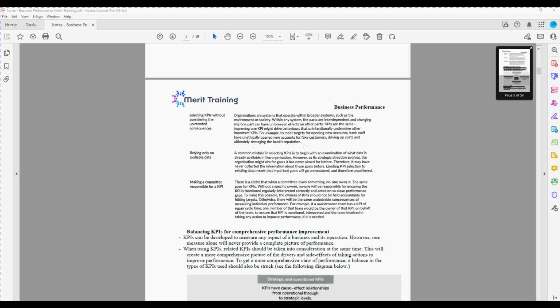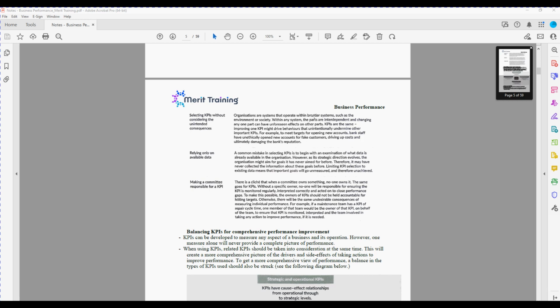The next is selecting KPIs without considering the unintended consequences. And again, there's a famous quote from Warren Buffett, which is, "Show me the incentives and I'll show you the outcome," which essentially is saying, however you structure the incentive, people will go out and achieve that outcome because they're incentivized to do so. And this can be negative because if you haven't considered all possible outcomes, including unintentional outcomes, there could be an unintended outcome which might be very bad for the organization.